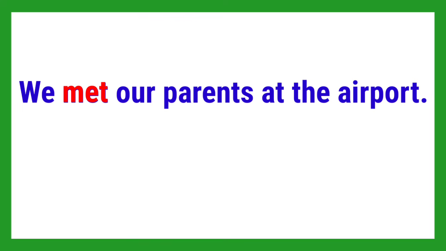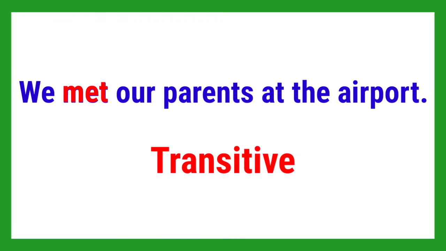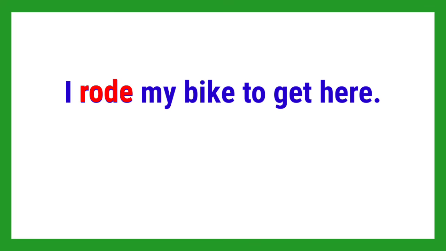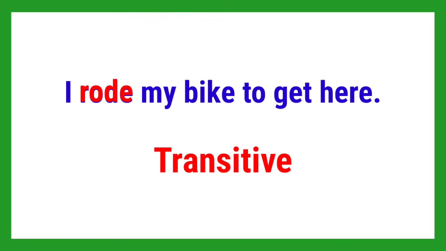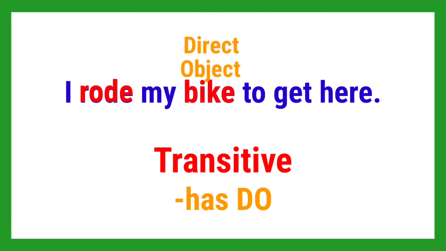Okay? Another one. We met our parents at the airport. The verb met in this sentence is transitive. Whom did we meet at the airport? Our parents. So it has a direct object. Next, I rode my bike to get here. Rode in this sentence is a transitive verb. It has a direct object. I rode what? My bike.